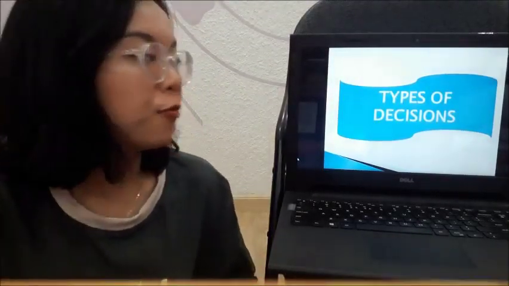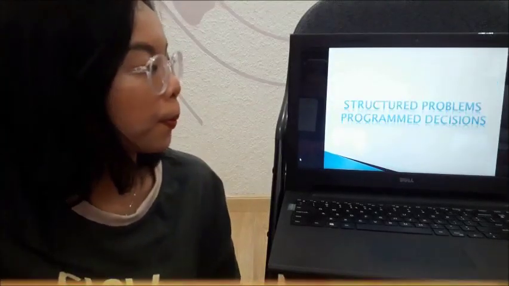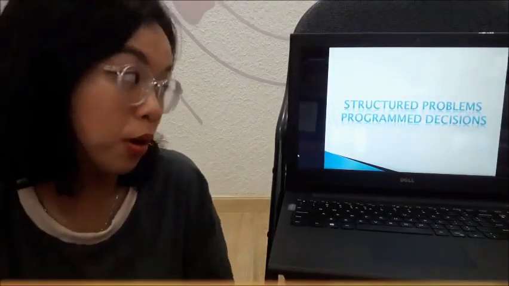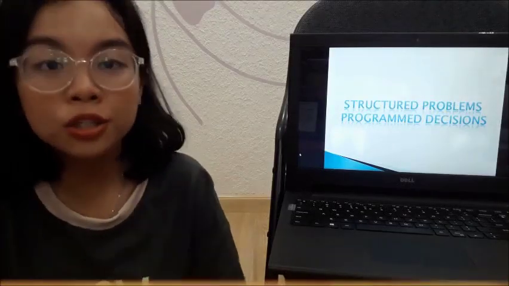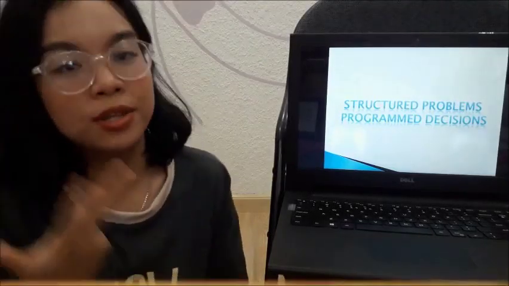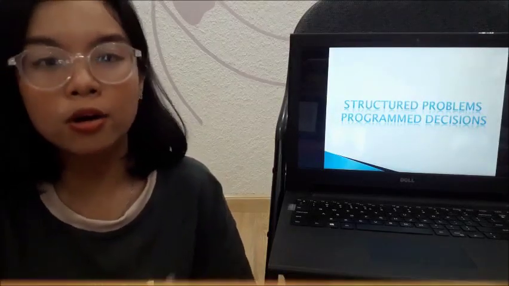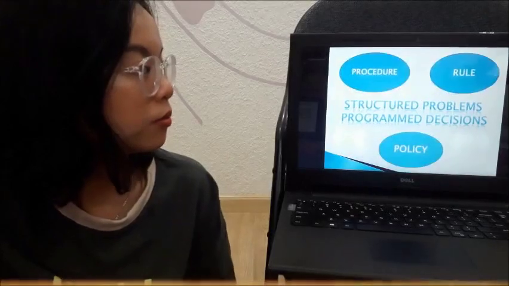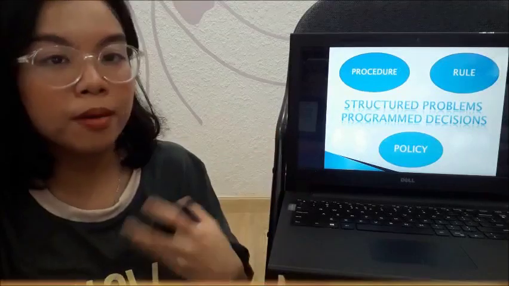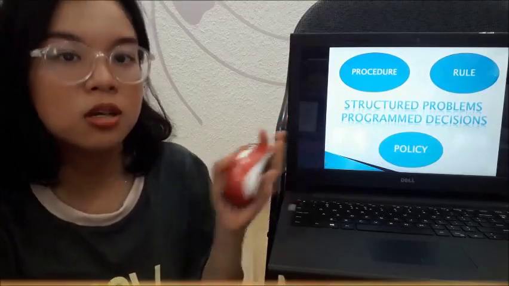And now we will find out some different types of decisions. The first type of decisions are structured problems and programmed decisions. Structured problems are straightforward, familiar, and easy to define. Besides that, programmed decisions can be handled by a routine approach. These are some elements that support a manager to give the best solutions. In other words, they're like a guideline for managers.